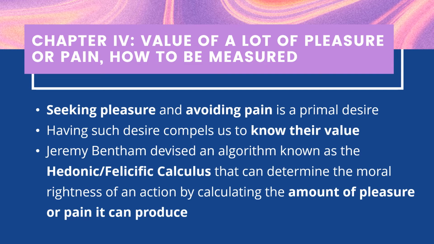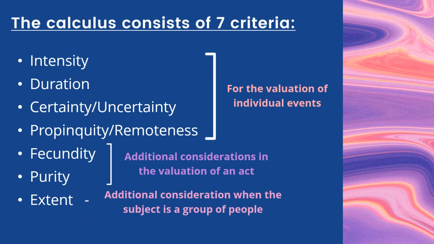This particular circumstance inspired Bentham to devise an algorithm known as the hedonic or philosophic calculus that can determine the moral rightness of an action by calculating the amount of pain and pleasure it can produce. The calculus overall consists of 7 criteria, but this number changes depending on the context in which an action is evaluated. To elaborate, the value of pleasure or pain for an individual for one event is determined by the following criteria, namely intensity, duration, certainty or uncertainty, and propinquity or remoteness.